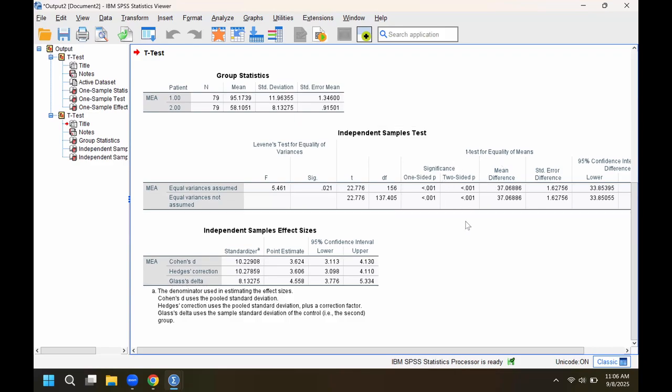Now, if we were comparing patient one before and after, or patient one, condition two, then we would be using the paired t-test rather than the regular t-test. So that is all I have for this particular tutorial. So we'll see you in class. If you have any questions, let me know.